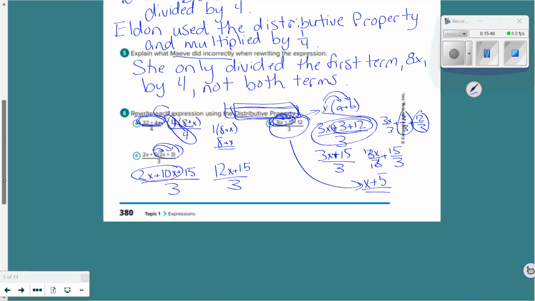Now I can break it into my individual terms. So I'm going to use 12x over 3 plus 15 over 3. What is 12x divided by 3? 4x. What is 15 divided by 3? 5. So now it's in simplest form.